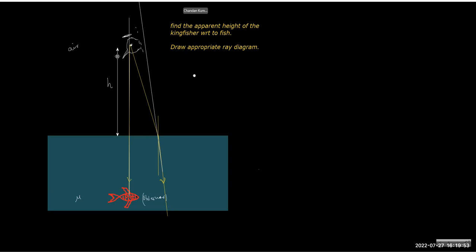But what is the answer, by the way? What is the apparent height of the kingfisher? The H apparent is how much? So for the fish, what is the apparent height? Tell me, guys. We can use the same formula only. Yeah, of course. So the actual H by mu. Are you sure? H by mu is less than H, so you are saying it is less than H. I'm saying it should be more than H.